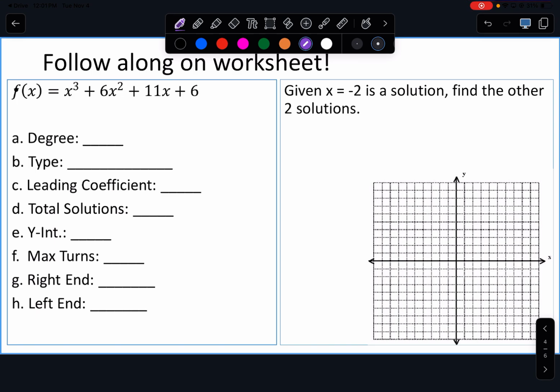Mine's formatted a little bit differently just to fit on the screen a little bit better, okay? So you have that kind of open space in the middle. That's where you're going to do a lot of your work. But I want you to start by filling out the left side. We're going to cross out where it says type. I'm not going to worry about that.